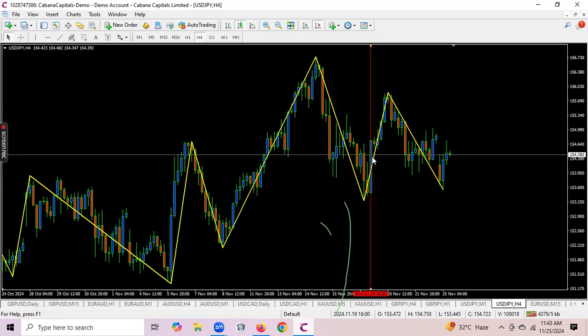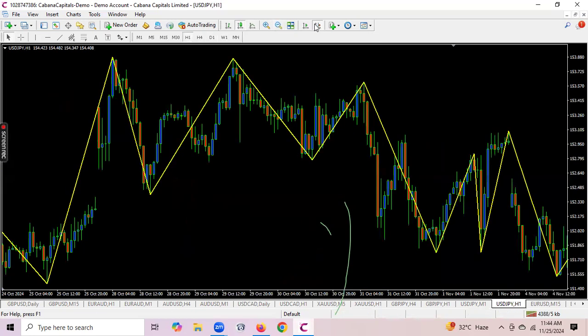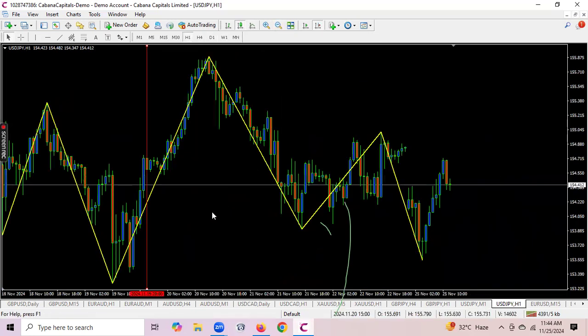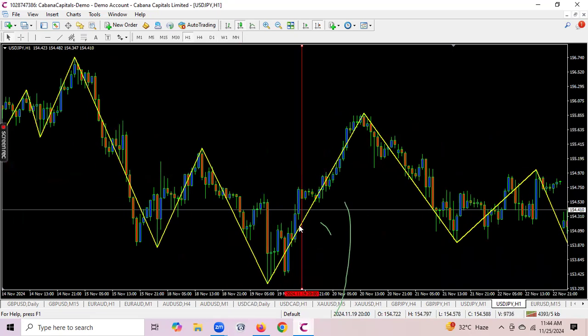That pullback would just be to fill that fair value gap. Let's confirm that. Let's go to 1 hour, 15 minutes. Okay. Let's see 15 minutes time frame.